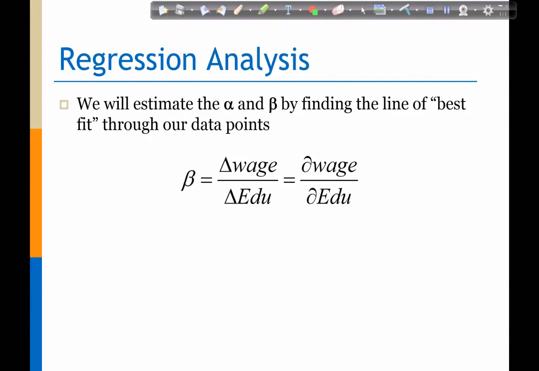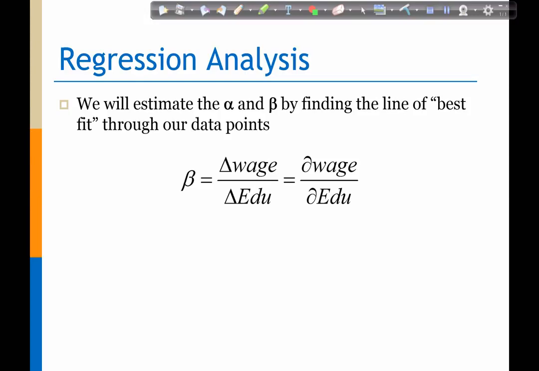So through regression analysis, we're going to estimate the alpha and the beta by finding the line of best fit through our data points. So I won't get into what best fit means, but let's just say that we are trying to get as close to the actual data as we can with our estimated line.